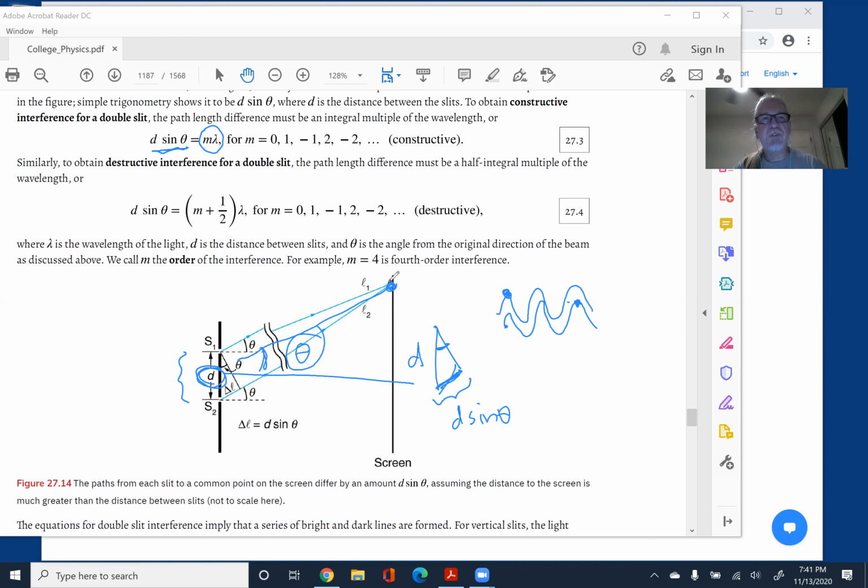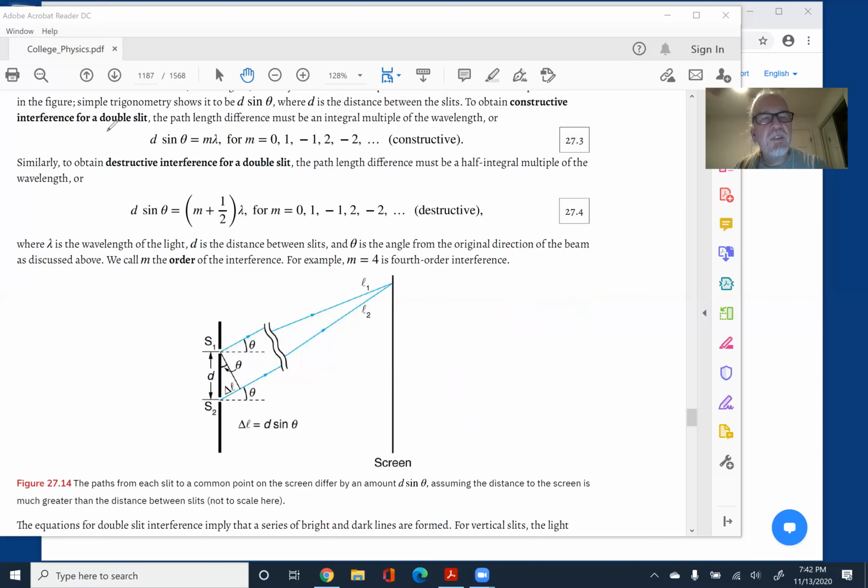It's constructive interference. On the other hand, if the difference in path is half a wavelength or 3/2 or 5/2, you get this here. And if your d sine theta is equal to that, you get destructive interference because your waves now arrive completely out of sync. One is at a maximum when the other one is at a minimum, and vice versa, as we saw before. So the main formulas for two-slit interference are given here, 27.3 and 4.